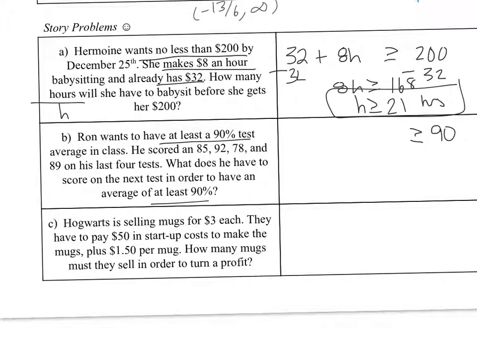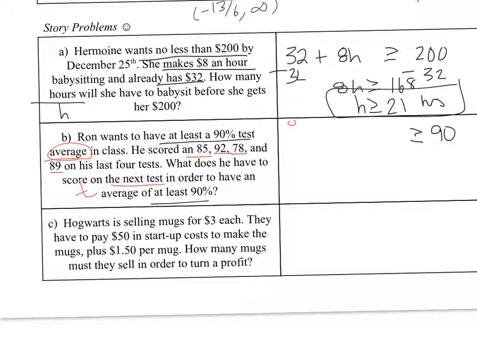Now the key thing is average. So you have to know a little bit about how to find an average. To find an average, you add up all the numbers in the data set and you divide by how many numbers there are. So we have 1, 2, 3, 4, but he's got his 5th test, next test. So technically we're going to have 5 tests. So we're going to let T be the last test.